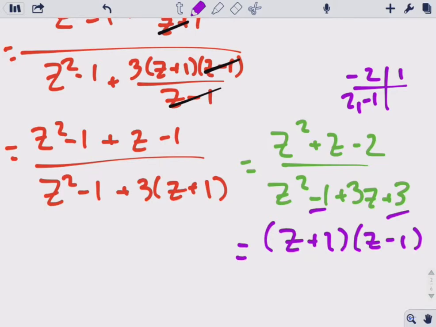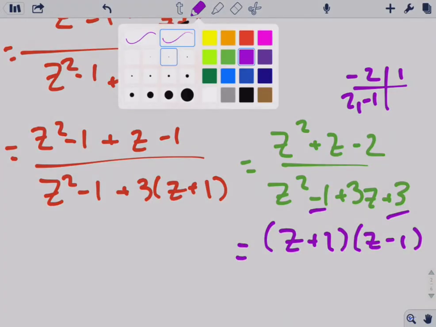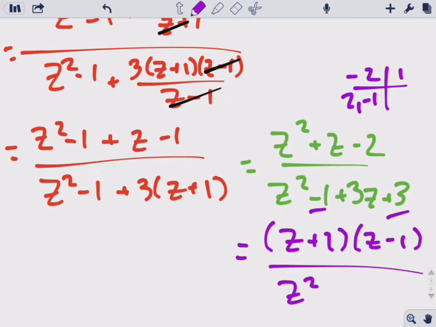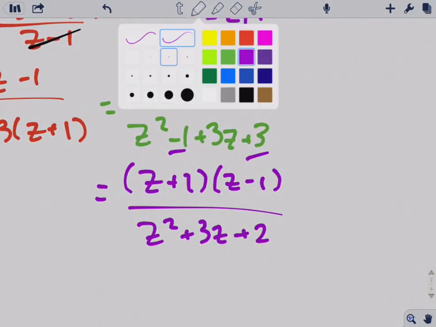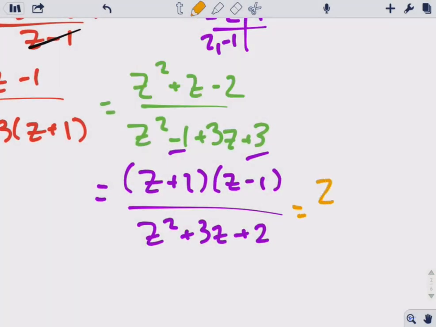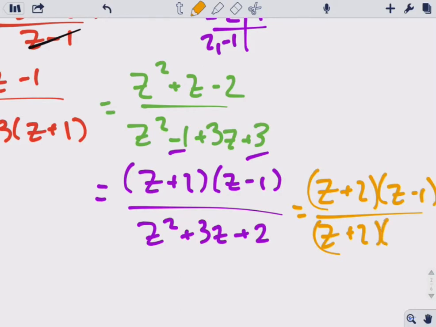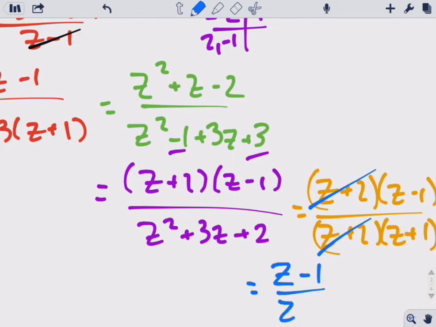These things combine, and so I get z squared plus 3z plus 2, which that factors also. And so I get z plus 2 times z minus 1 over z plus 2 times z plus 1. Lovely again, stuff cancels, those are the same things, so your final answer is z minus 1 over z plus 1. That's your final answer.